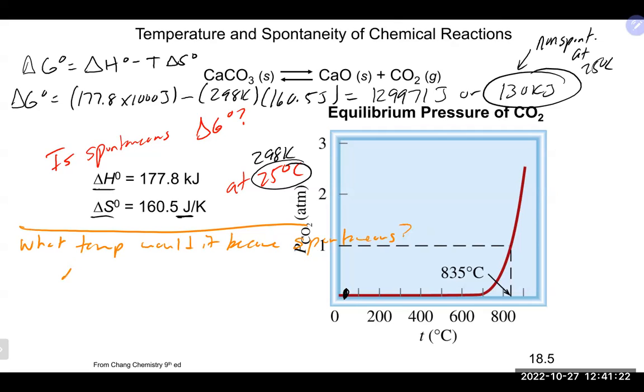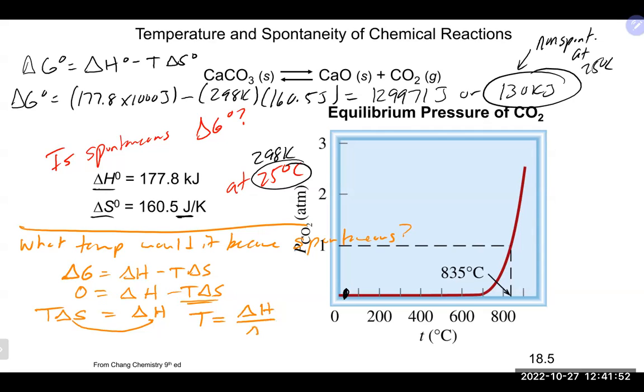And we could do that by taking delta G is equal to delta H minus T delta S. In order for it to become spontaneous, it needs to become a negative number, to the left of 0. So in this case, we could set delta G equal to 0 and solve for temperature, which means T is equal to delta H divided by delta S. At this point, I'm going to put the values in.